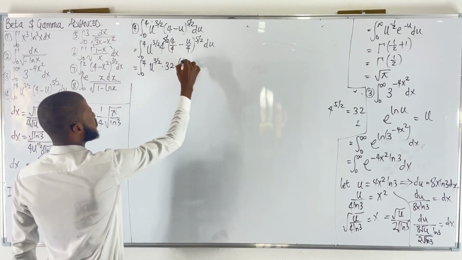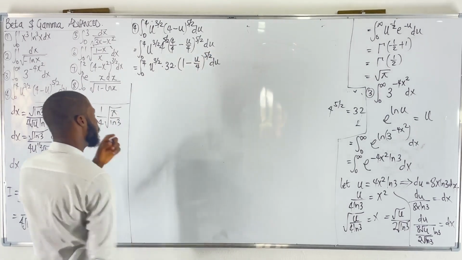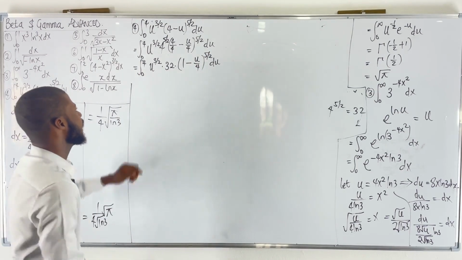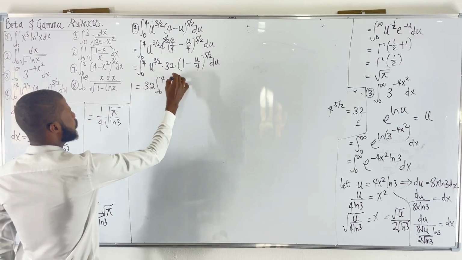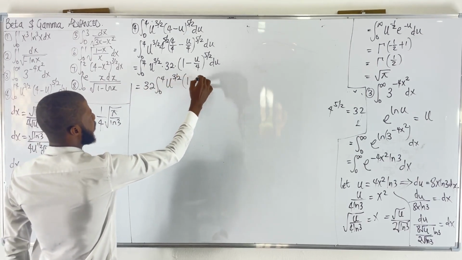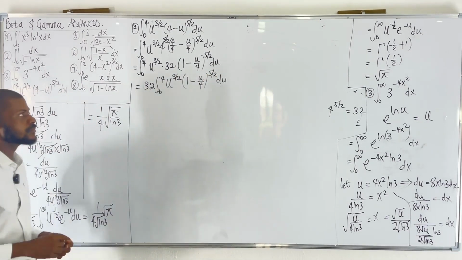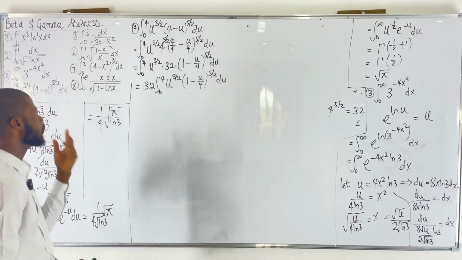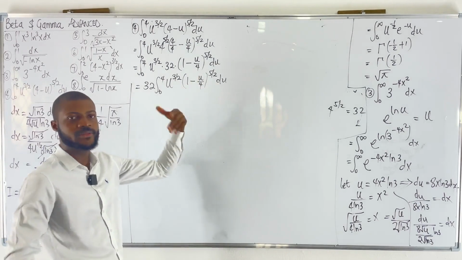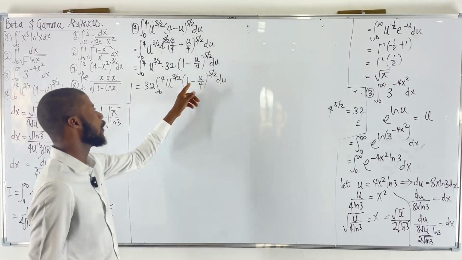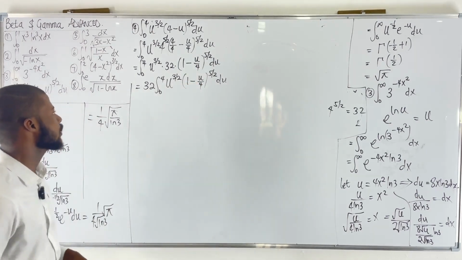And then 4 over 4 is 1 minus u over 4 to the power of 5 over 2 du. Okay, let me bring 32 outside. So this becomes 32 integral from 0 to 4 u to the 3 over 2 into 1 minus u over 4 and then 5 over 2 du. Now, at this point, what do we do? Now, what we're going to do is we're going to say, let this u over 4 become something else. Because definitely from beta, this shouldn't be a fraction. It should just be a single variable.